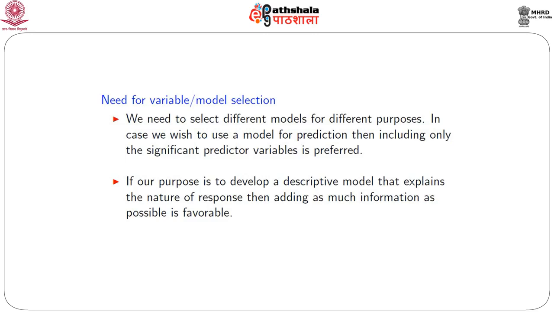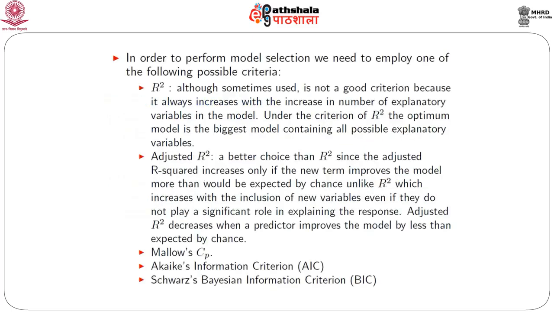When we have a descriptive model, using a larger number of predictors makes more sense because every little ounce of information that we can gather about the response variable is useful. In such cases, if there are insignificant predictor variables included in the model, which also provide us with some amount of information about the response variable, then even that helps. So in the case of a descriptive model, we add as much information as possible, and so variable selection is mostly not performed. In order to perform model selection, we need to employ one of the following possible criteria.